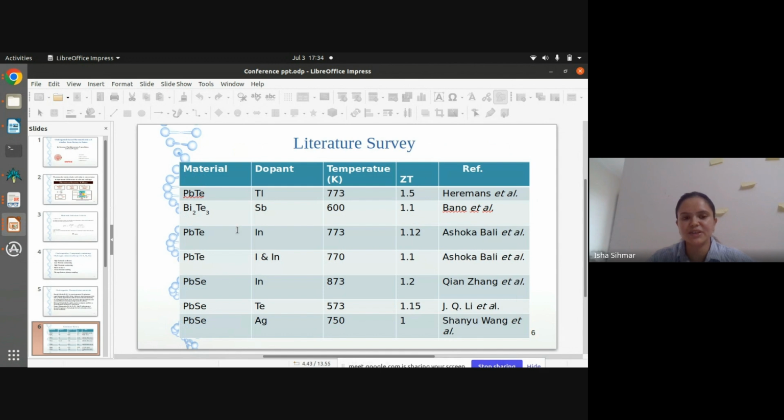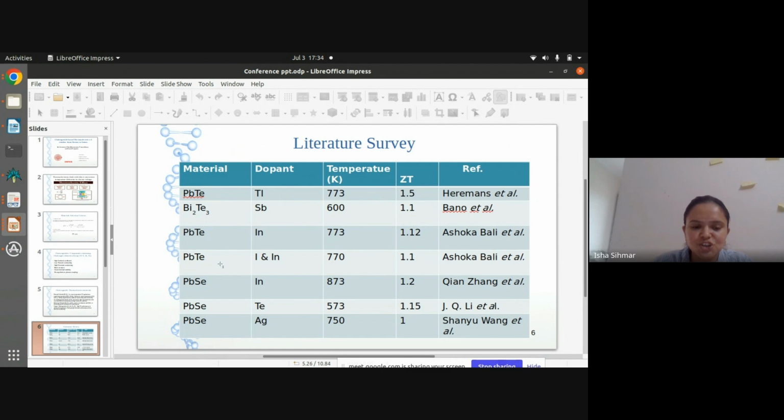This is the literature survey. For lead telluride doped with thallium, a high ZT value of 1.5 is observed at 773 Kelvin. For bismuth telluride doped with antimony, a ZT value of greater than 1 is observed at 600 Kelvin.